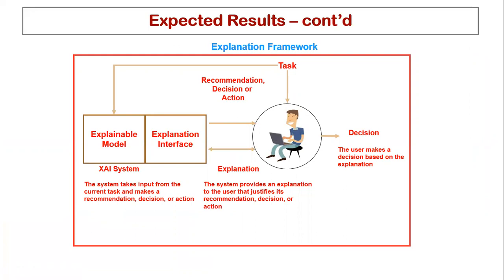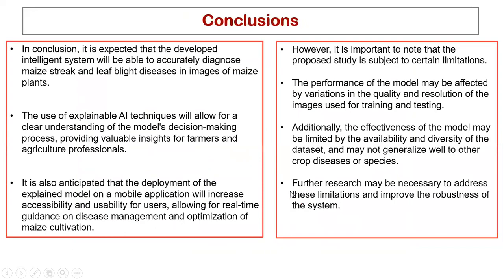Then, also on the expected results, continuing with the expected results, we expect to get an explanation framework where we shall be having an explanation model and an explanation interface, where if the model is given a task, the user should know how the model came up with the conclusion on that task, on why it came up with that recommendation or decision. And this will help our user make decisions based on the explanation that has been given.